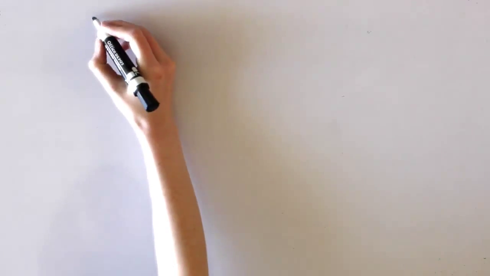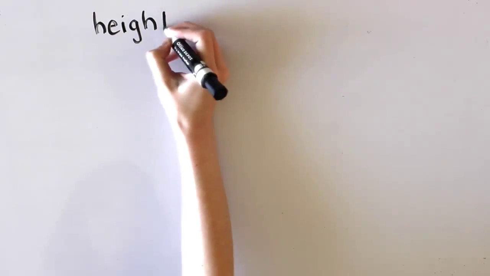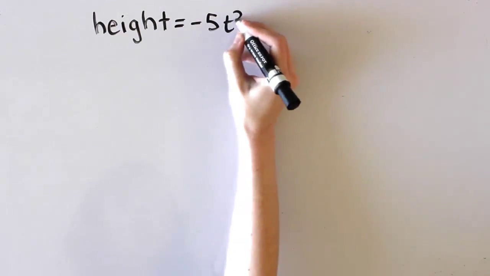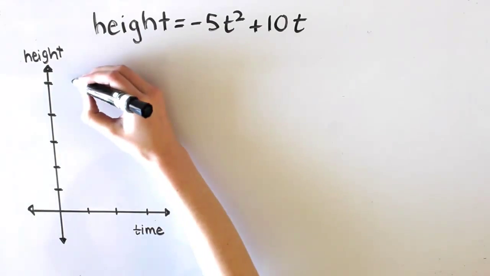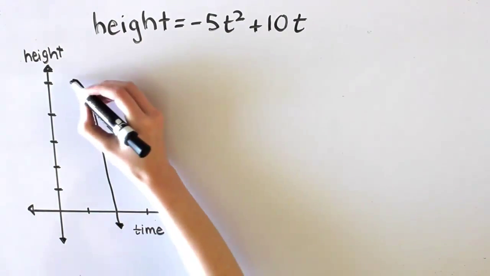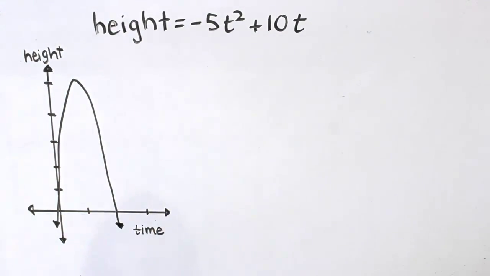Let's say I launch a rocket up at an angle, and its height as a function of time is -5t squared plus 10t. That function is going to look something like this, where time is in seconds and height is in meters.